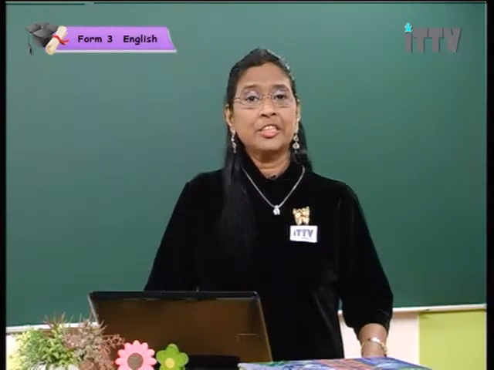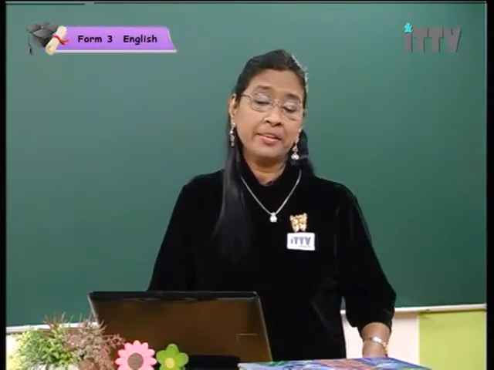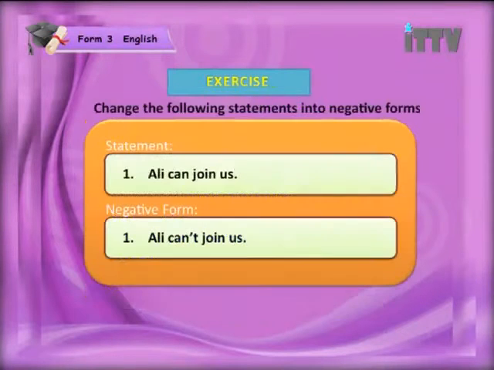All right, students, to make sure that you have understood the lesson, we have more exercises for you to participate in. So now let's look at the exercise. Change the following statements into negative forms by using the contractions: aren't, couldn't, can't, hasn't, isn't, haven't, wasn't, weren't, shan't, or shouldn't. Ali can join us. Ali can't join us.